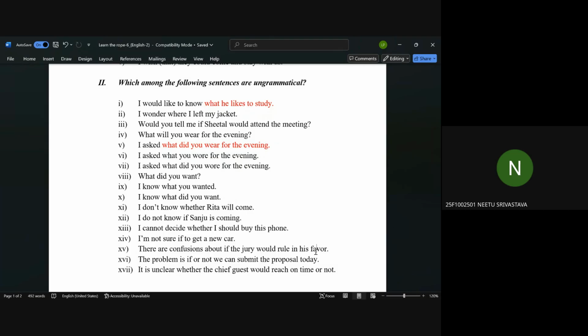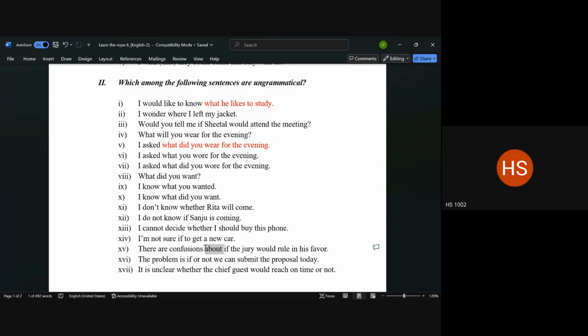This is incorrect again, but the reason is different from sentence number 14. In sentence number 14, the problem was using the "to" infinitive verb. The 15th is wrong because you're not supposed to use "if" right after a preposition. So you have a preposition here, "about". After "if" you shouldn't use the "to" infinitive, and before "if" you shouldn't use prepositions.